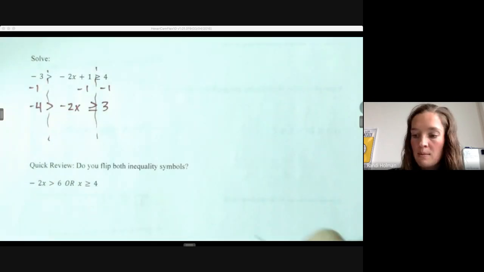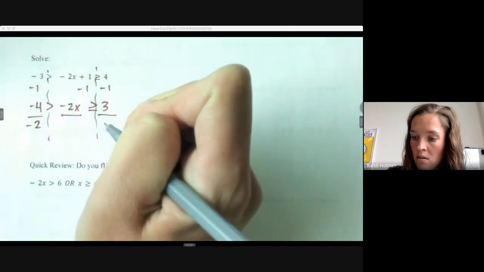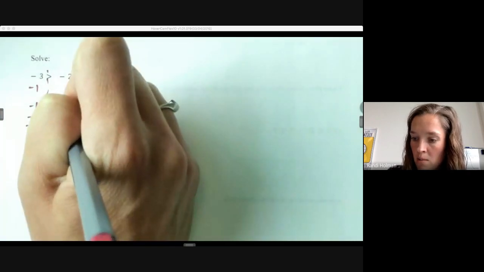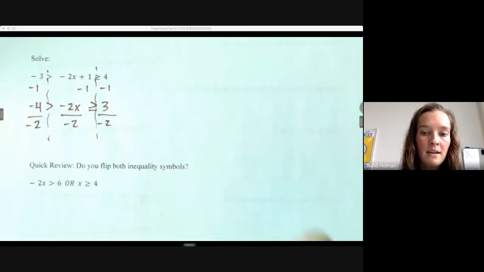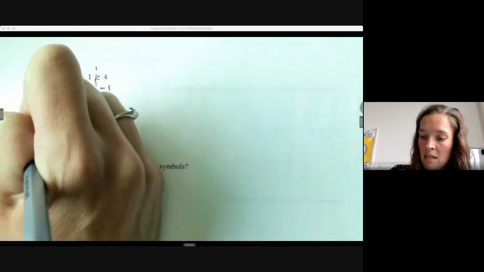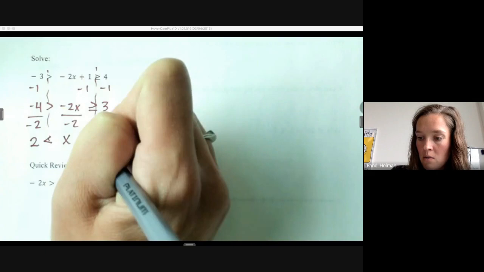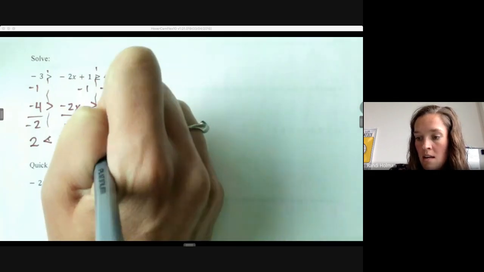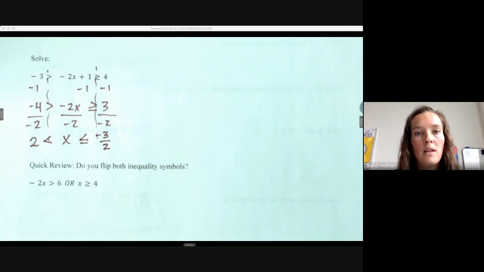Okay, trying to get that x by itself. So we're going to divide. We should have a little red flag going up here. I'm dividing by a negative. Alarm, alarm, alarm. Flip your sign. -4 divided by -2 is +2, which is x less than or equal to -3/2.